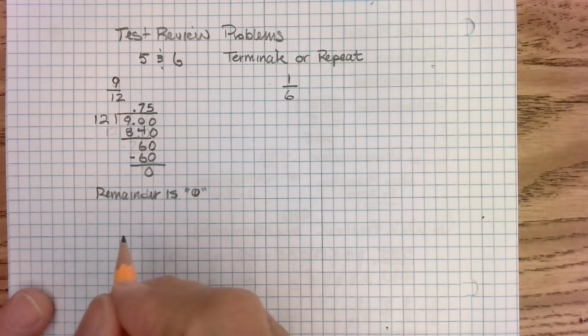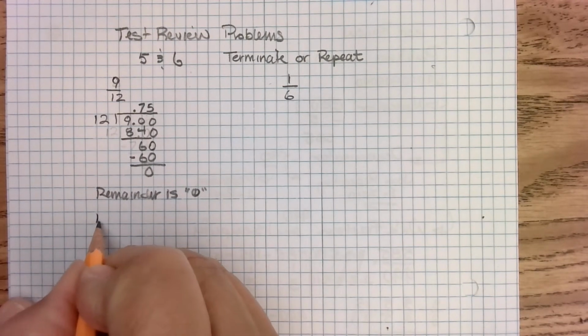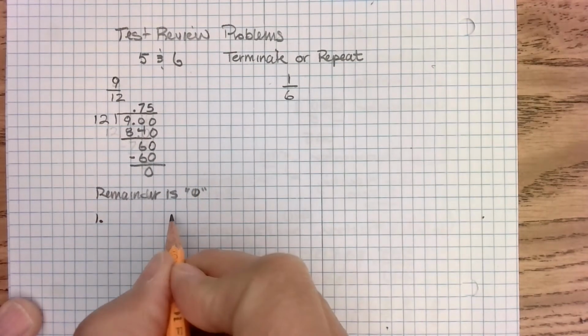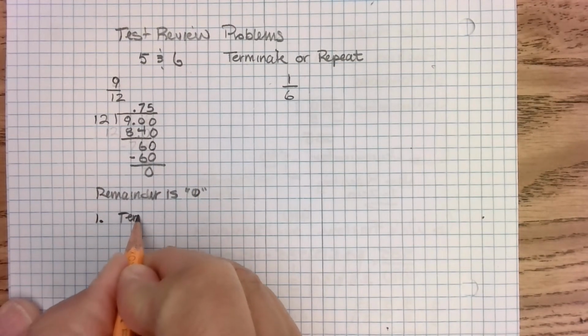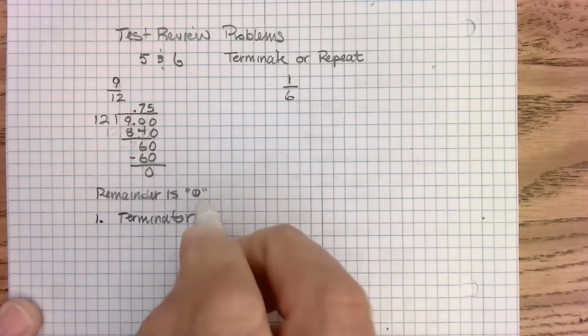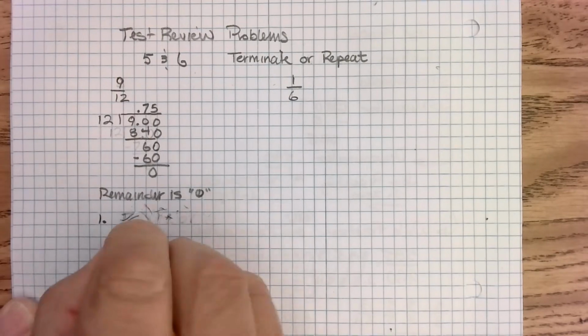And so in your Canvas assignment, the first thing wants to know if it's repeating or terminating. Terminating is if they end in a 0. So this terminates. And I think on the one worksheet, I wrote terminator, terminates.